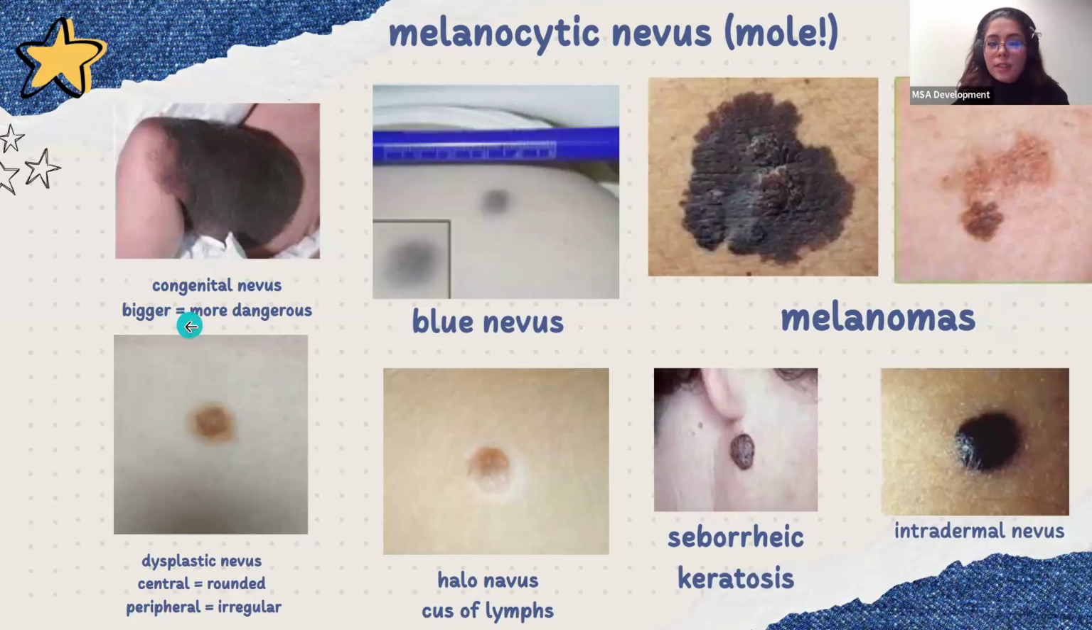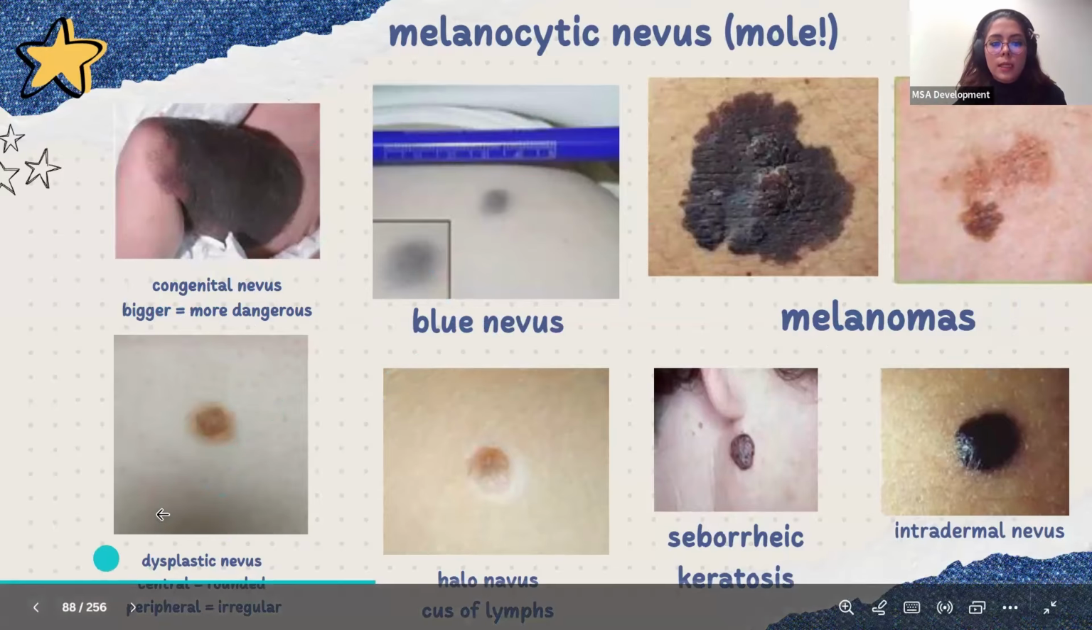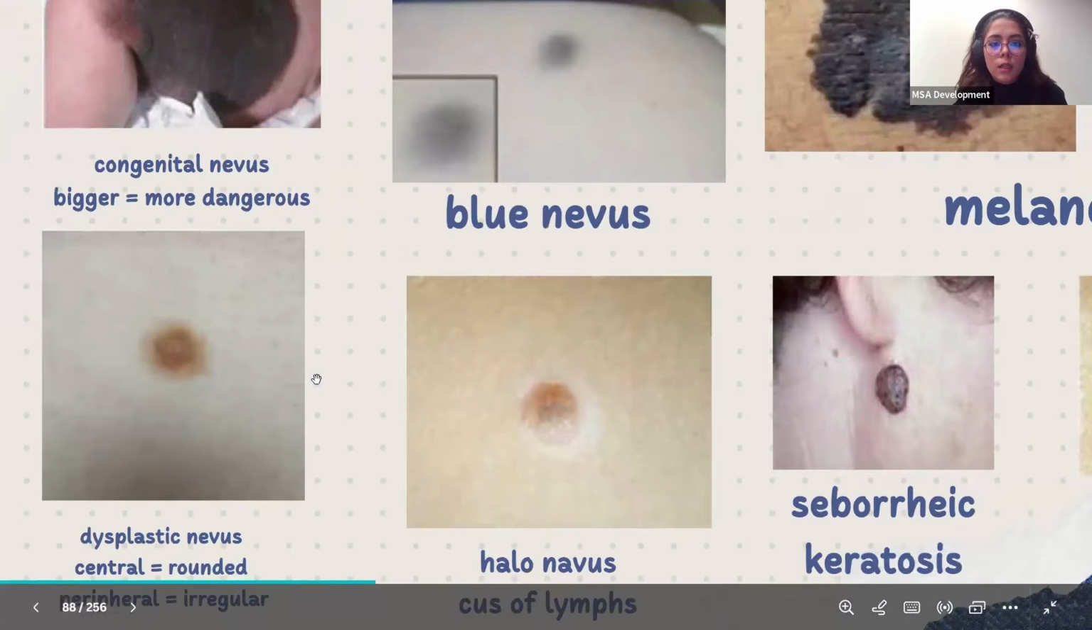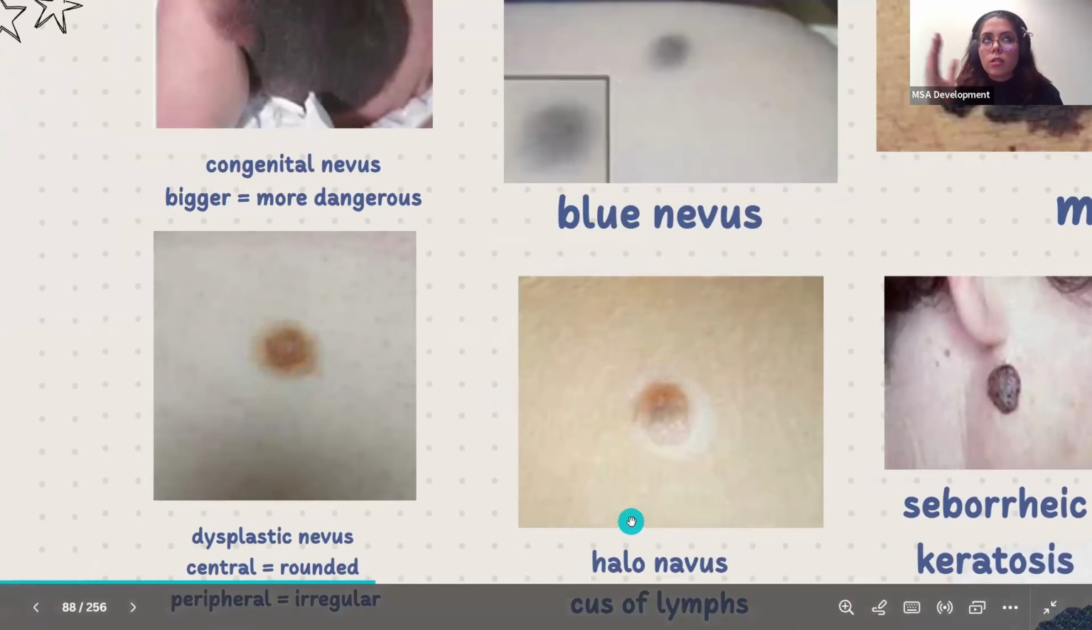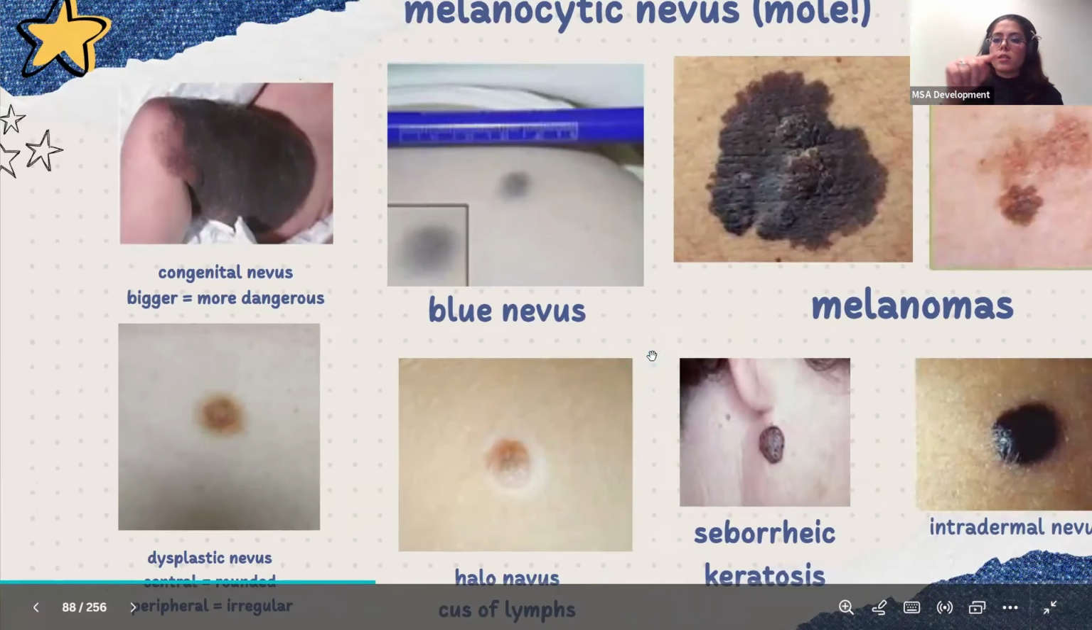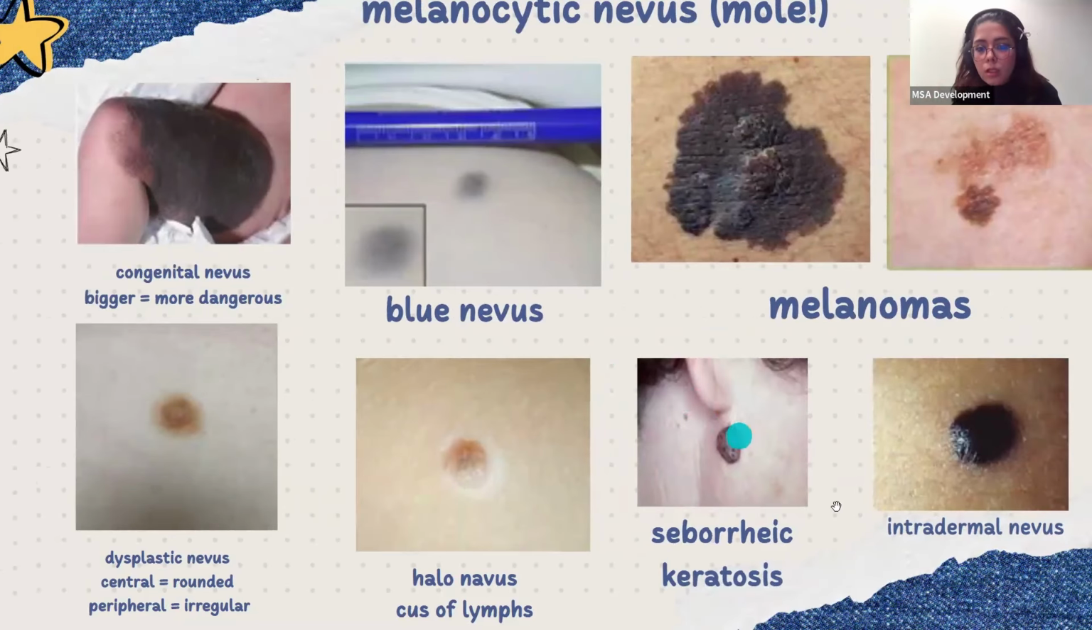You have congenital nevus. They're bigger and more dangerous. You need to watch out, because it can become a melanoma. There's a blue nevus. It's in the name. It's blue. A dysplastic nevus: the central part is rounded, the peripheral is irregular. This is the ABCDE for figuring out if something is a melanoma or not. A halo nevus has a halo, and the reason is that there are lymphocytes around that area.